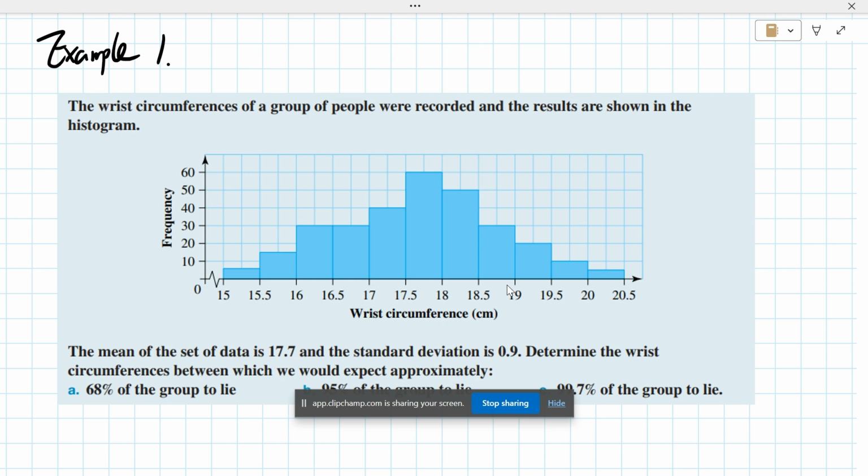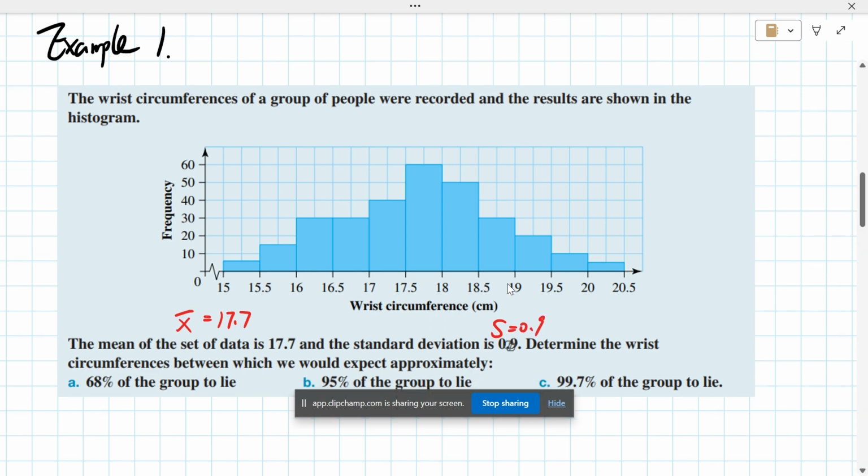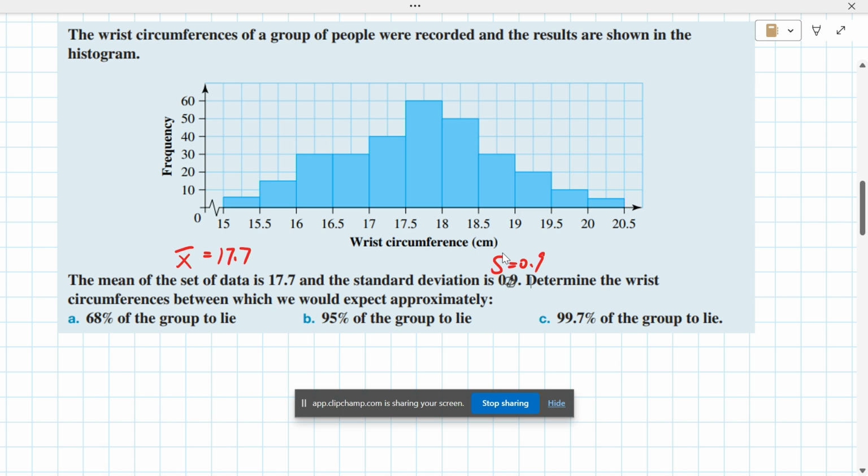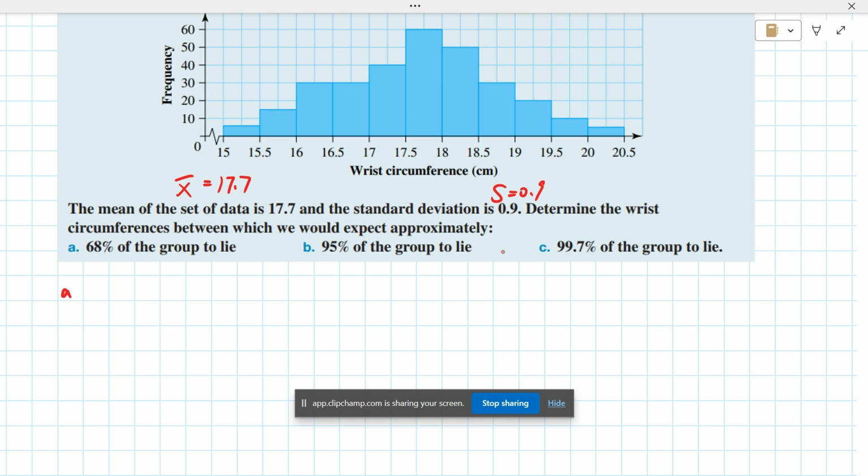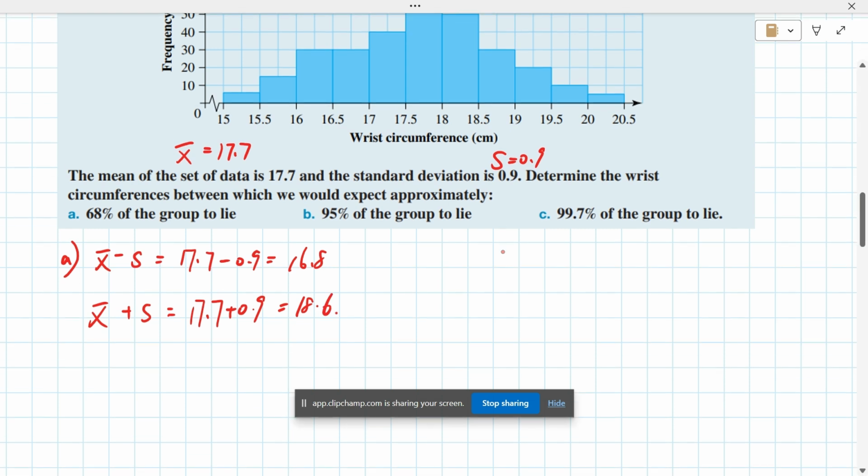The mean of the data set is 17.7. The standard deviation is 0.9, so s equals 0.9. What we do is find the 68% range, which is one standard deviation, so we can calculate it. Question A: we use the mean minus s, which is 17.7 minus 0.9, which equals 16.8, and the mean plus one standard deviation equals 18.6.